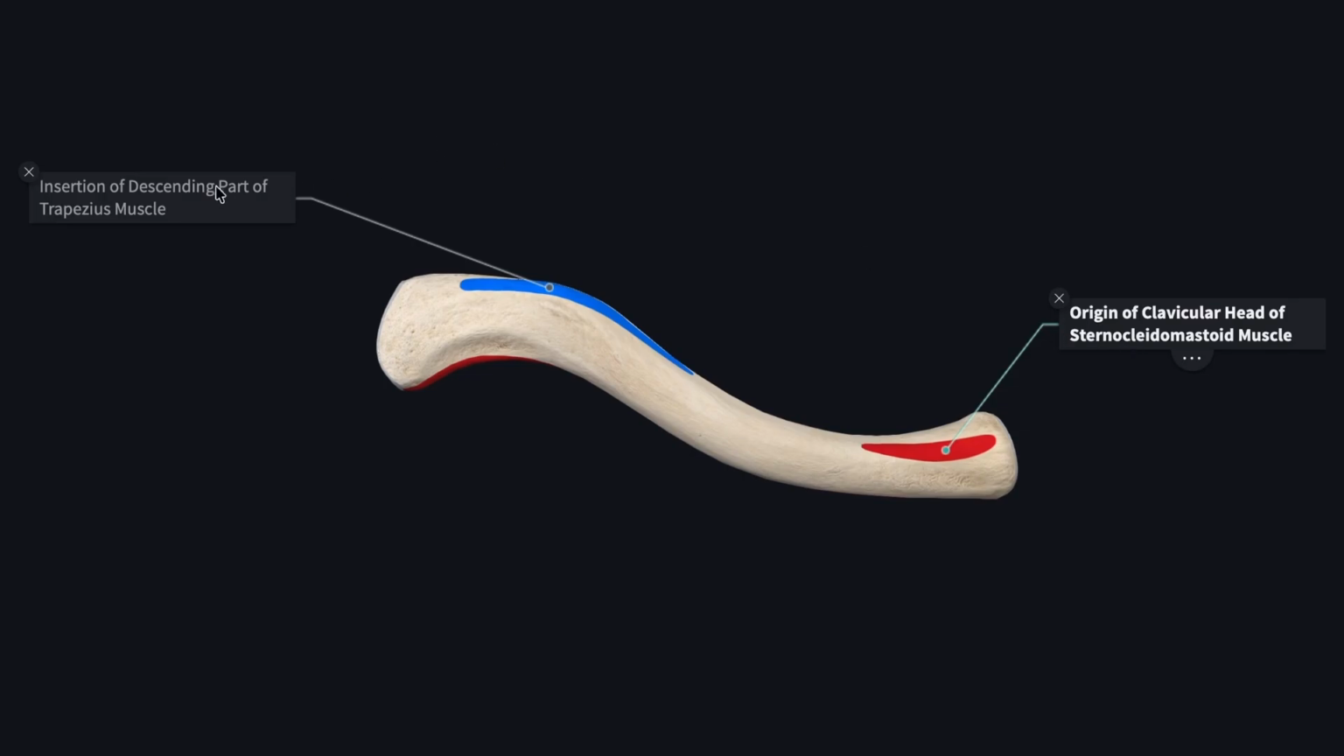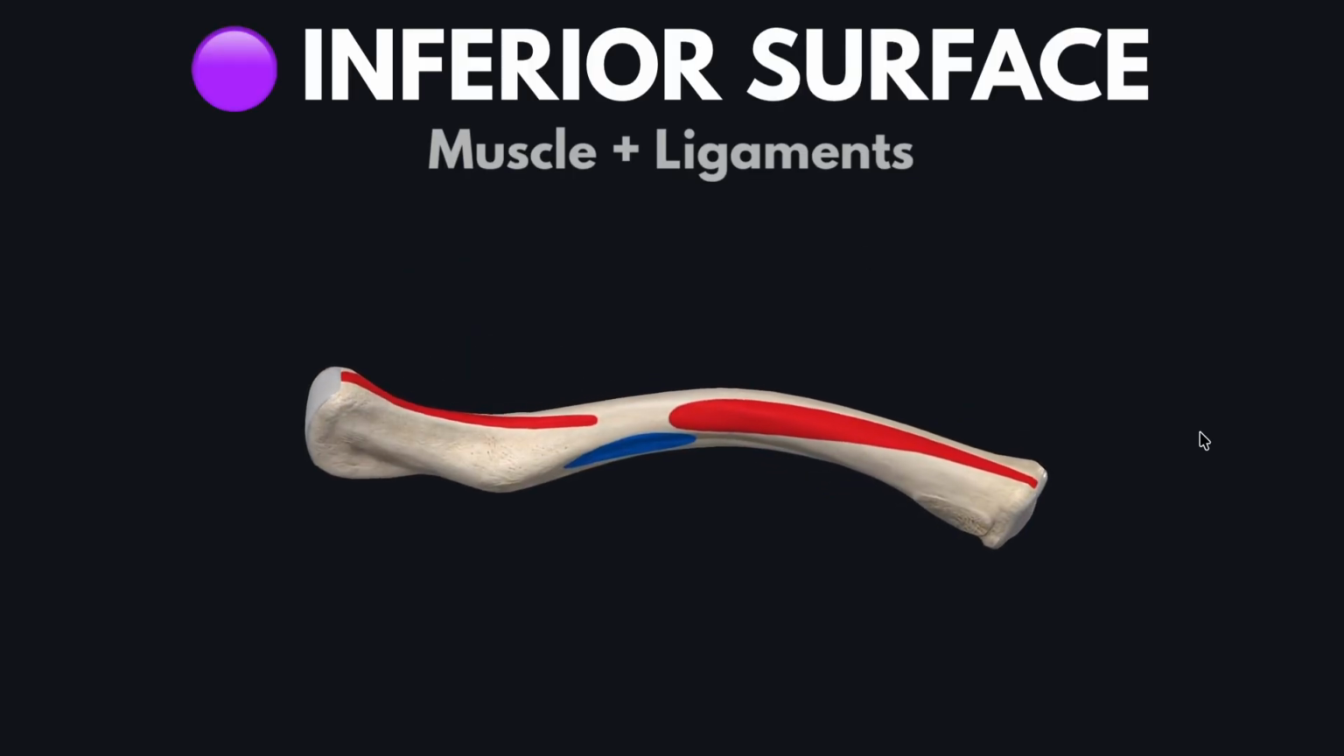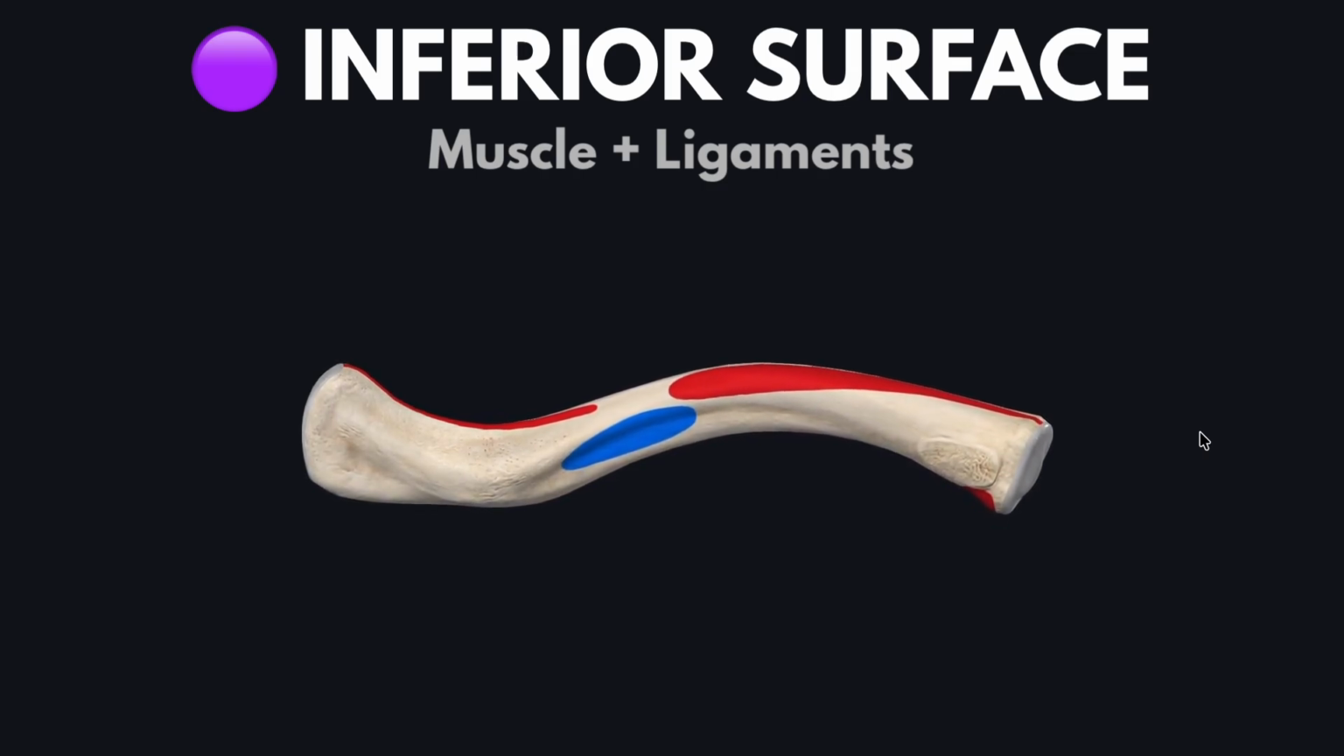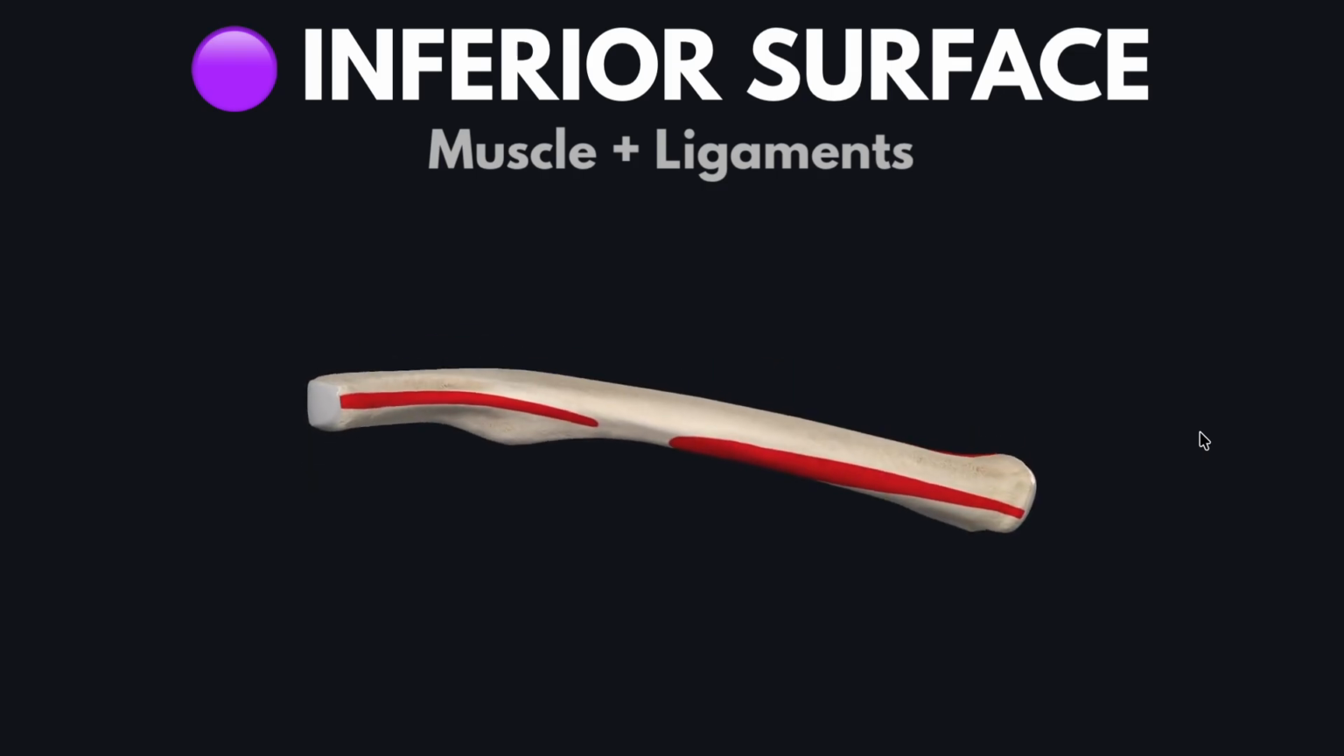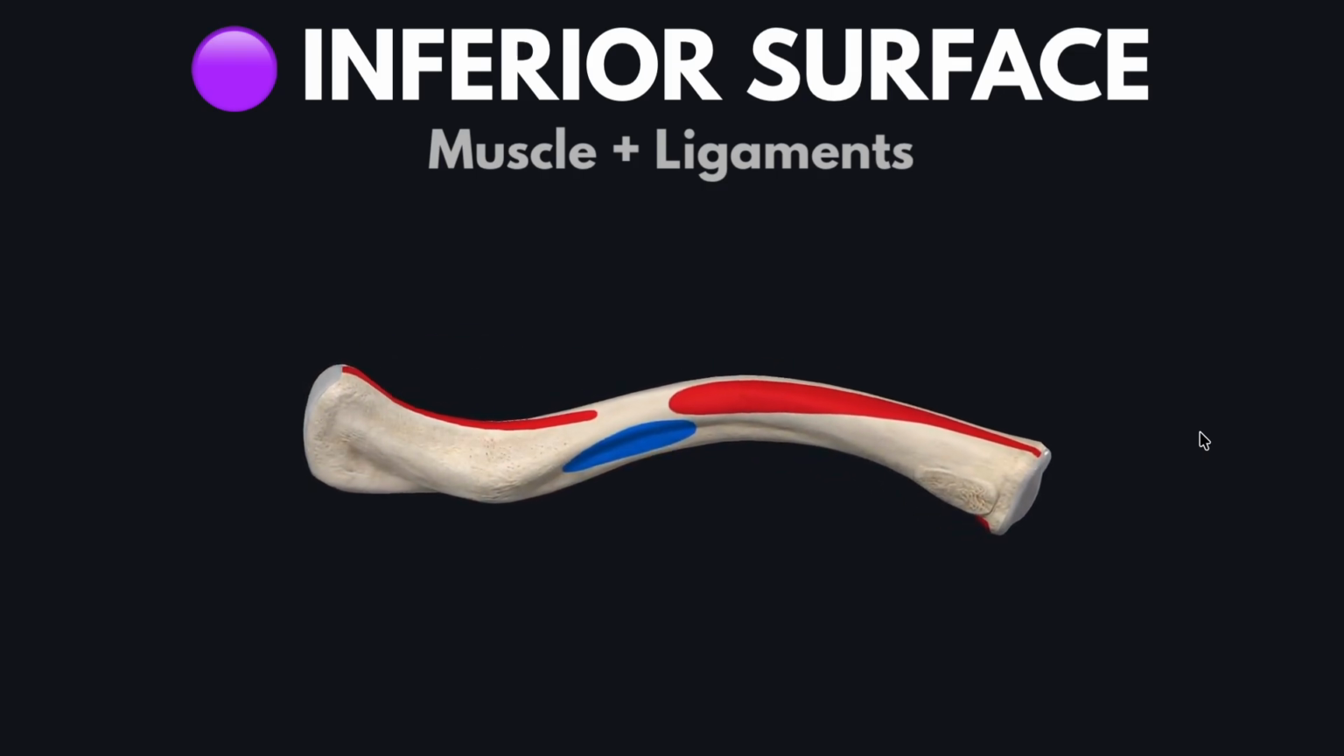Now let's move to the inferior side. Finally, let's turn the clavicle over and explore the inferior surface, where 1 muscle and 3 important ligaments attach.